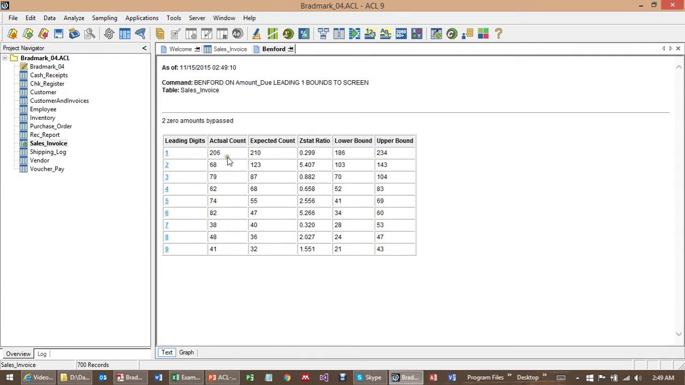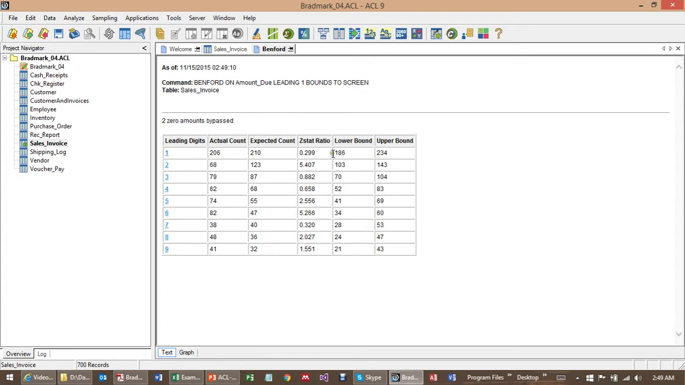it counts them. So in this case it says the actual count is 206 records that have an amount starting with 1. This can be $10, can be 100, 1,000, 10,000, and so on. Benford analysis suggests that based on the data we have, we should expect 210 records starting with a 1. We have 206. Is that acceptable or not acceptable?